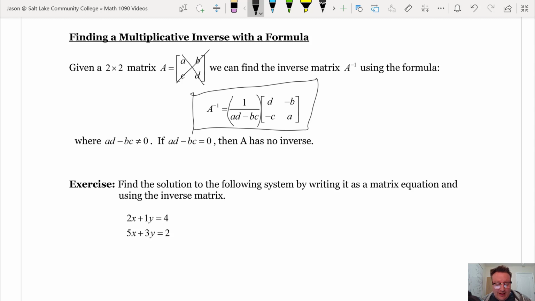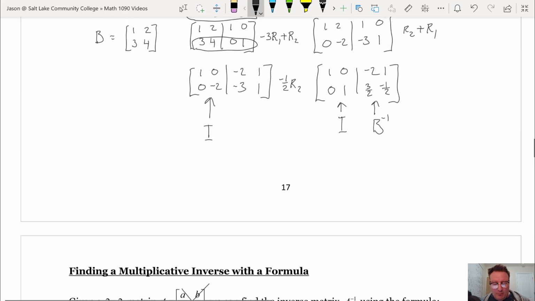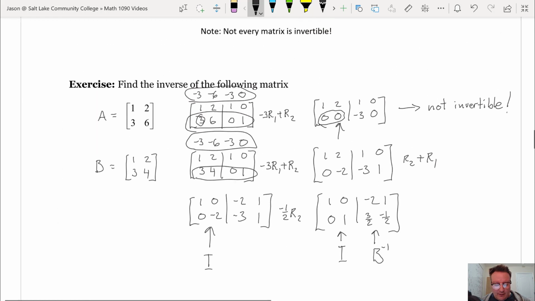And then an interesting thing here happens, right? Notice where AD minus BC does not equal 0. If AD minus BC equals 0, then A has no inverse. Okay?